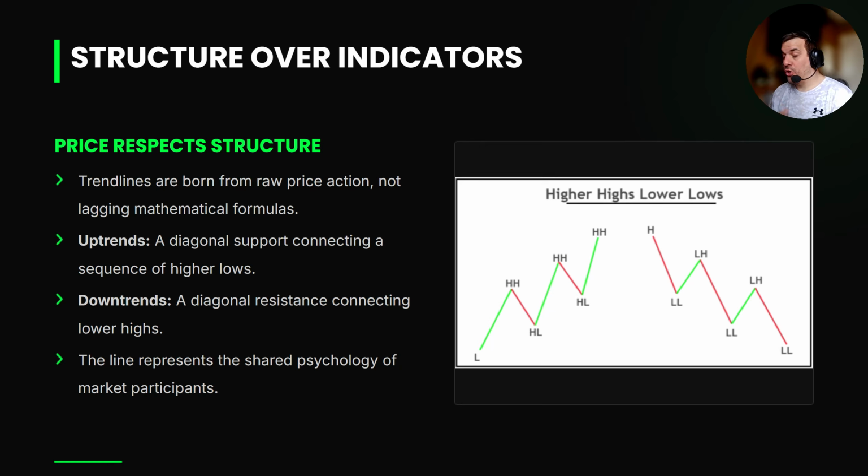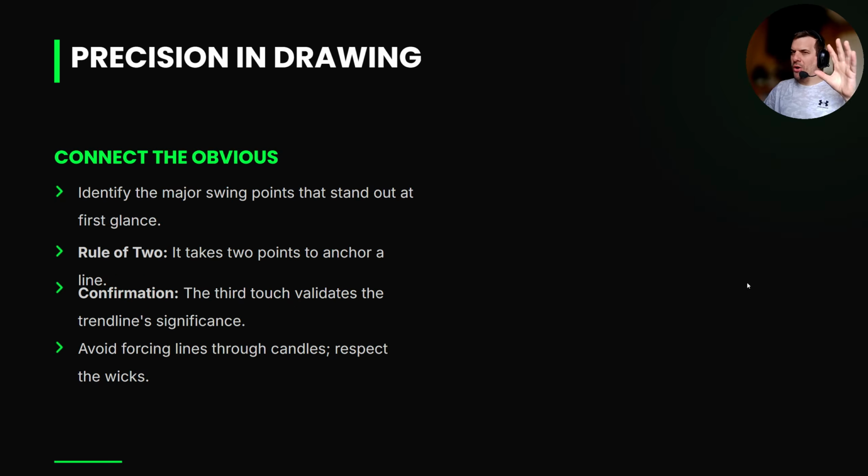Now you're going to want to connect those higher lows, and then the same thing with downtrends. You're going to connect lower highs, and so it's going to be like this: a lower high and then a lower high right there. Hopefully that makes sense. This is very basic trend line stuff, but I'm going to get into more details here. The line represents a shared psychology of market participants. So people are respecting that line.